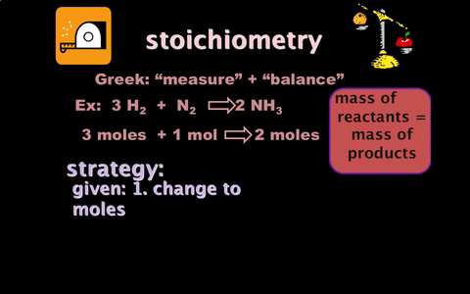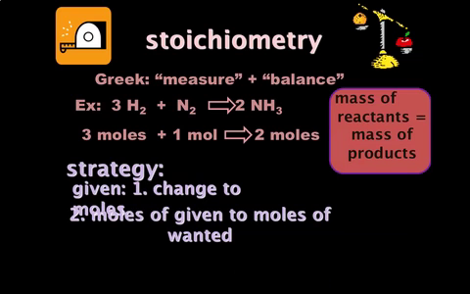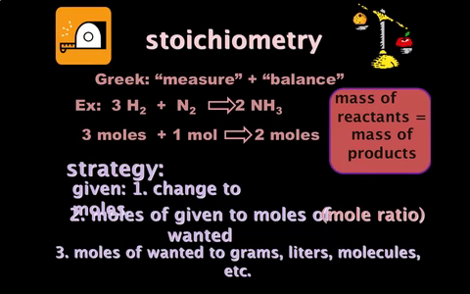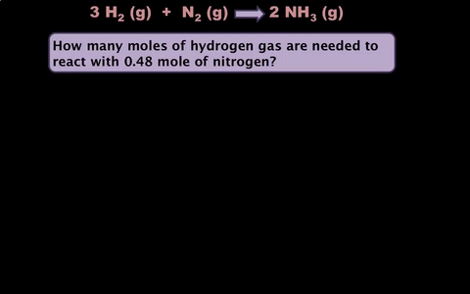So this is going to be our strategy to solve stoichiometry problems. The first step is to take your given and change it to moles if it's not already in moles. The next step is to take the moles of the given and change it to moles of what we want. That's called the mole ratio. The last step is to take the moles of what we want to whatever the question is asking for, whether it's grams, liters, or molecules. We know how to change stuff into moles, and we know how to change moles into grams, liters, and molecules. So we're really just adding this middle step here.